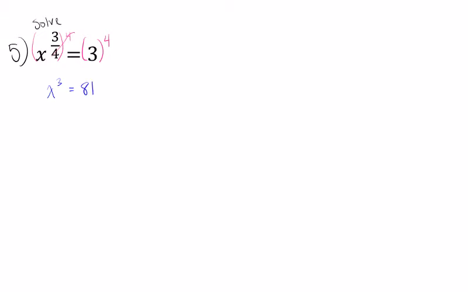Okay. And then now we can take the cube root of both sides. And that will cancel out the cube there, and so we'll get x equals the cube root of 81, which is, anybody know? 3 cube root 3, right?